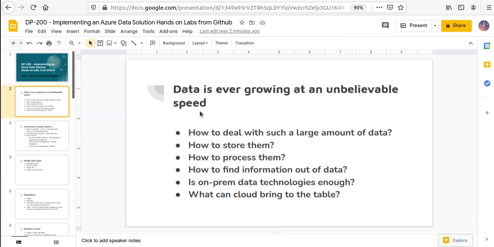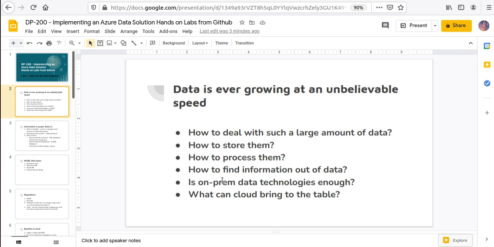Alright, so data, if you think about it, is always growing, and it's growing at an unbelievable speed. So there are lots of questions that you need to answer. Here are some of them. How do you deal with such a large amount of data? How do you store it? How do you process the data? And just having the data doesn't mean much. How do you find information out of the data that you have?